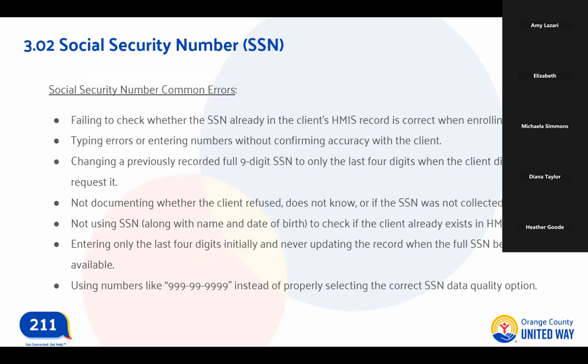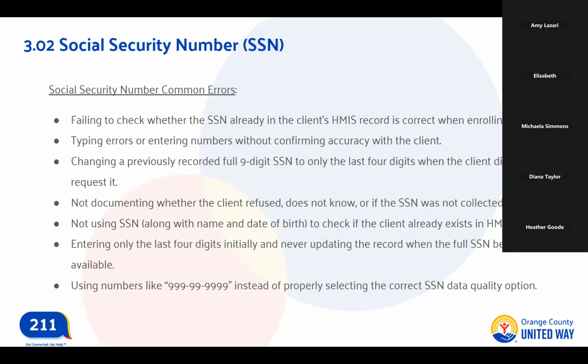Social Security number common errors. Failing to check whether the Social Security number already in the client's HMIS record is correct when enrolling them. Typing errors or entering numbers without confirming accuracy with the client. Changing a previously recorded full 9-digit Social Security number to only the last 4 digits when the client did not request it. Not documenting whether the client refused, does not know, or if the Social Security number was not collected.